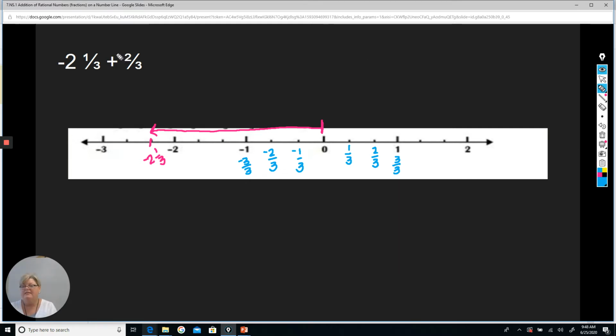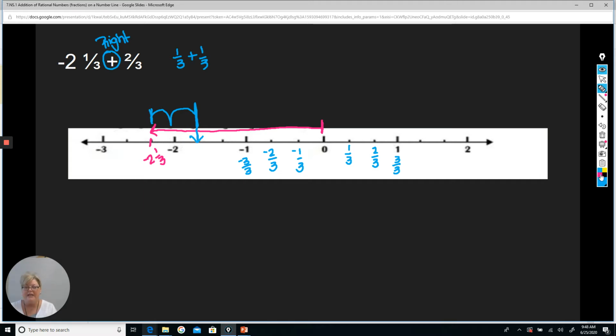And then it says that we're going to go right. This plus sign tells me to go right 2/3, which is 1/3 plus 1/3. And each of these is a third. So I'm going to go back to the right. That's 1/3, 2/3. So right here is my answer.